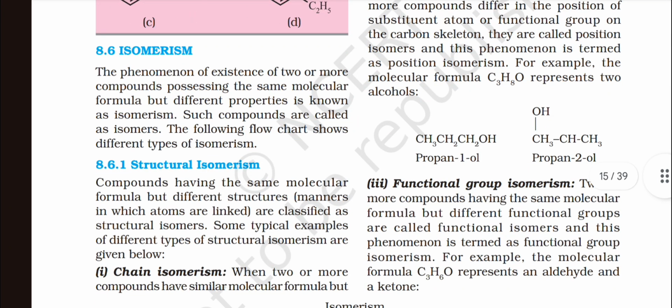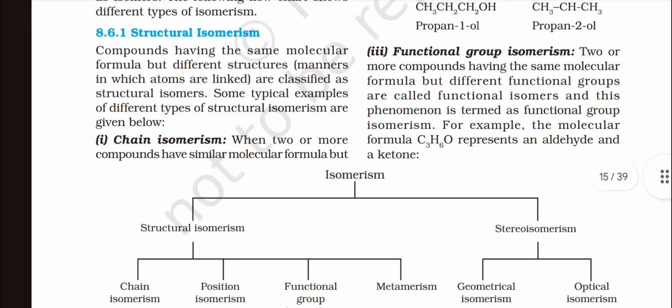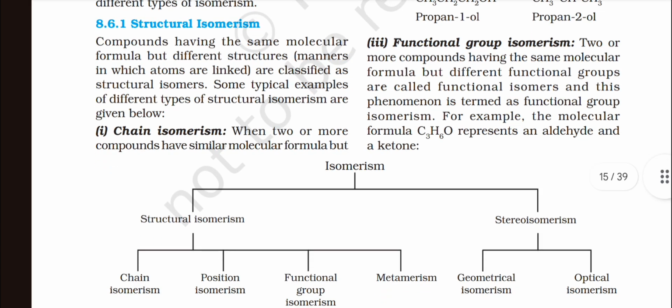Isomerism: the phenomenon of existence of two or more compounds possessing the same molecular formula but different properties is known as isomerism. Such compounds are also called isomers. The following flowchart shows different types of isomerism. Structural isomerism: compounds having the same molecular formula but different structures are called structural isomers. Some typical examples of different types of structural isomerism are given below.